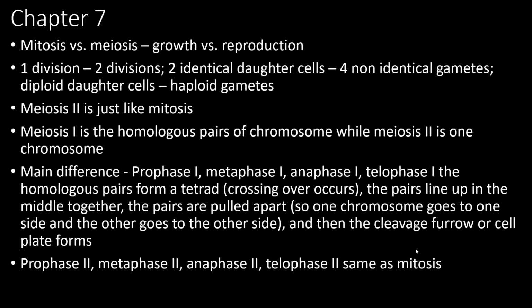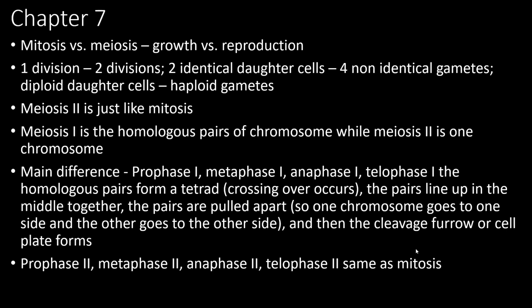All right, chapter 7. Chapter 7 focuses in on meiosis. We saw that mitosis is for growth and repair, but meiosis is for reproduction. It's a type of sexual reproduction. So when we look at this, remember mitosis has 1 division. Meiosis has 2 divisions. Mitosis has 2 identical daughter cells, whereas meiosis creates 4 unique cells.